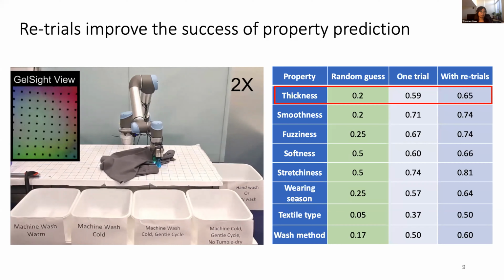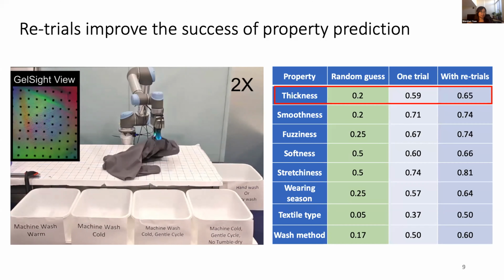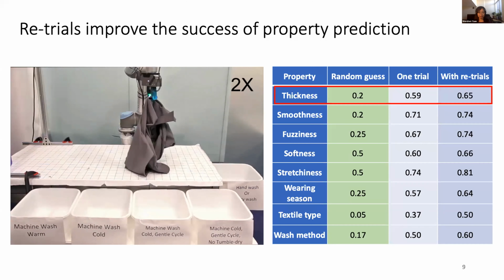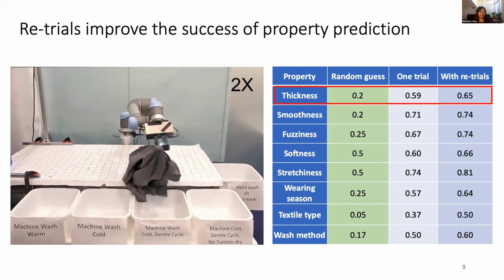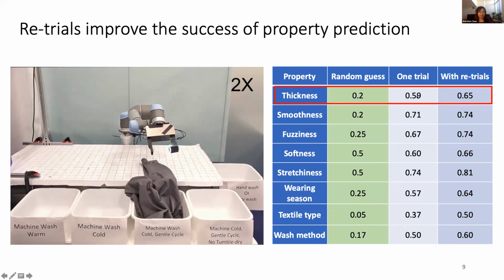So if we ask the robot to do one grasp, one touch on some clothes that are not included in the training set at all, we can get it correct with a chance of 0.59. But if we ask the robot to do this closed loop perception, we can get it correct with an accuracy of 0.65.